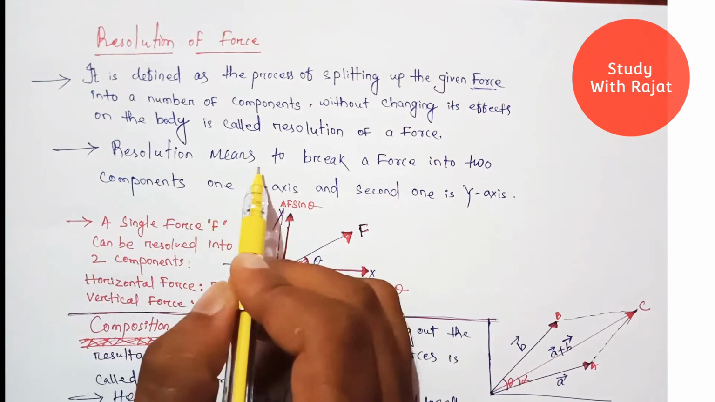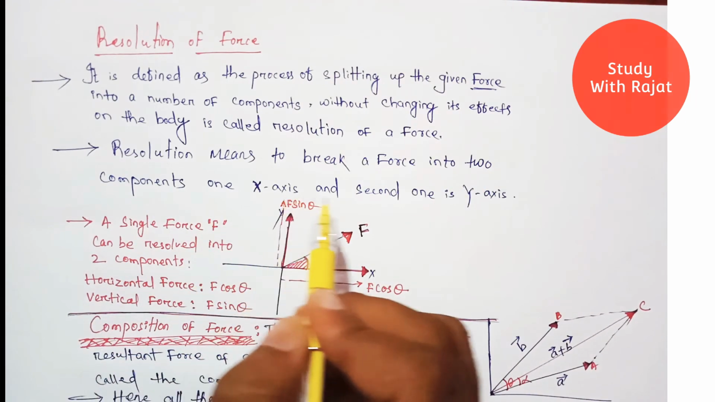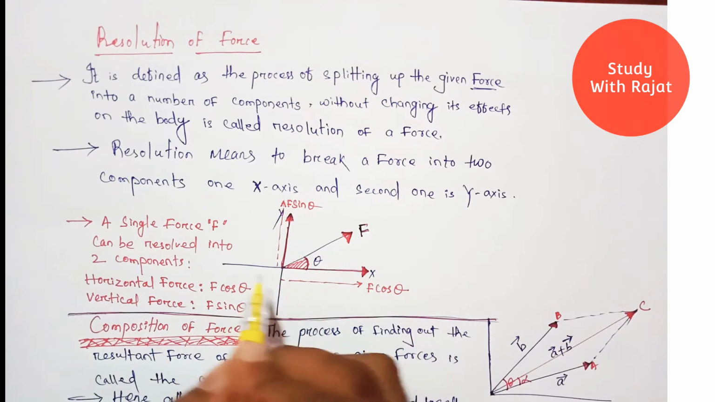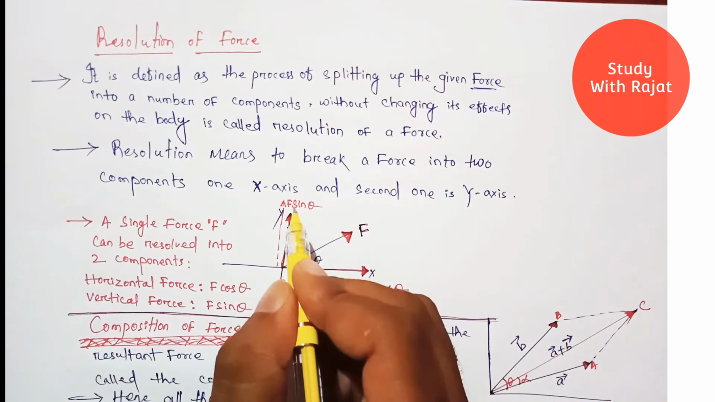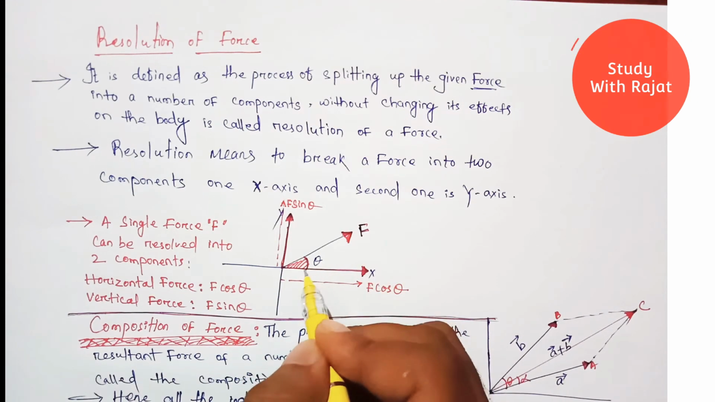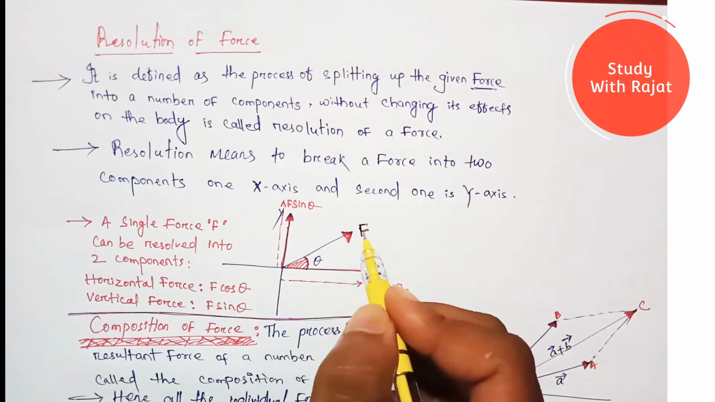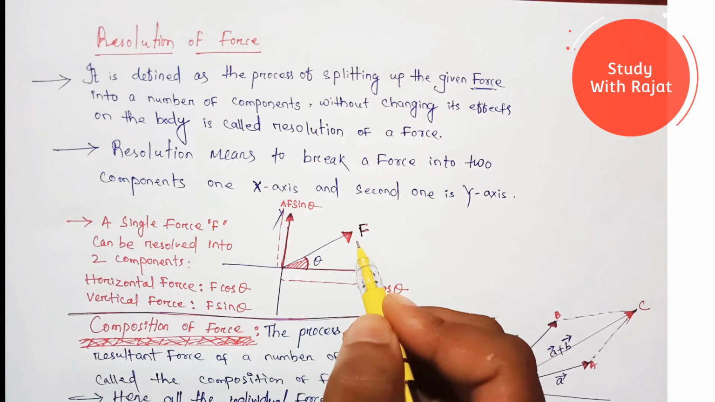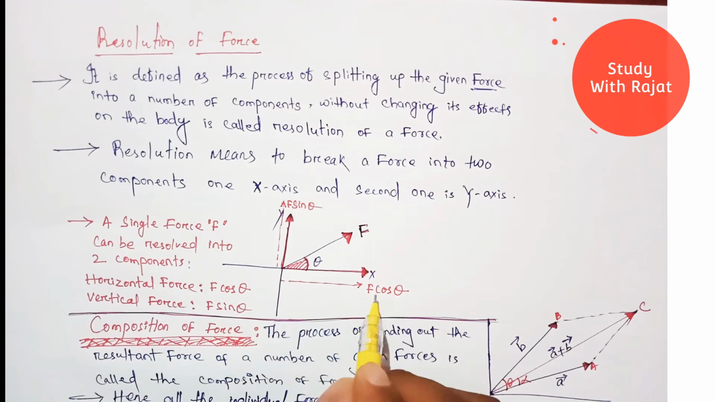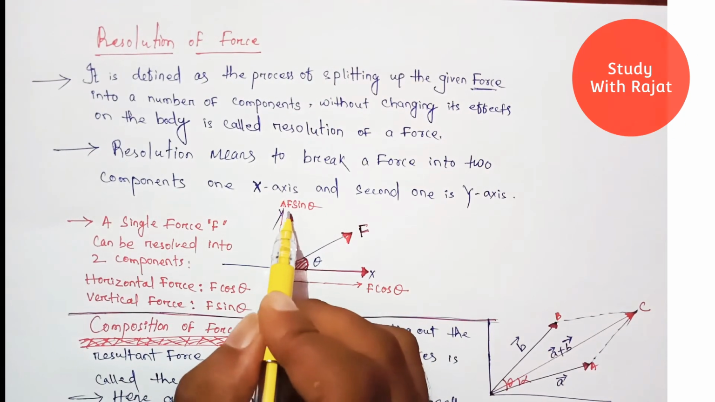So resolution means to break a force into two components. One is the x-axis and the second one is the y-axis. In this figure you can see the x-axis and the y-axis. There is a force known as F and an angle known as theta. Here this force is split into two components. You can see F cos theta is one component, and the second component is F sin theta.